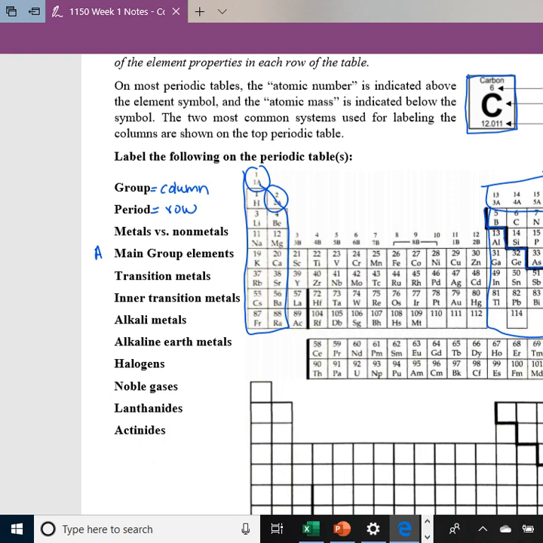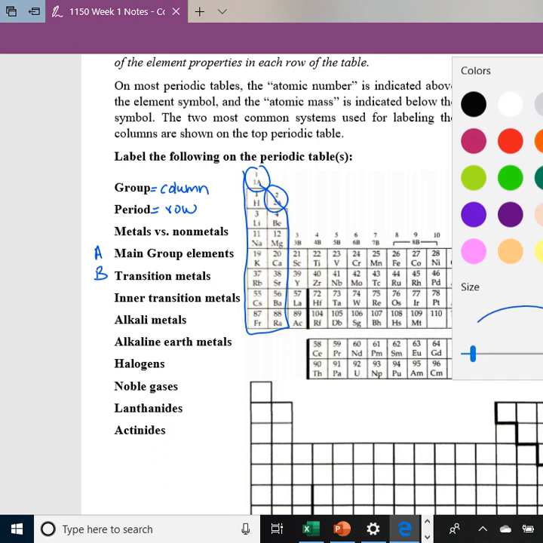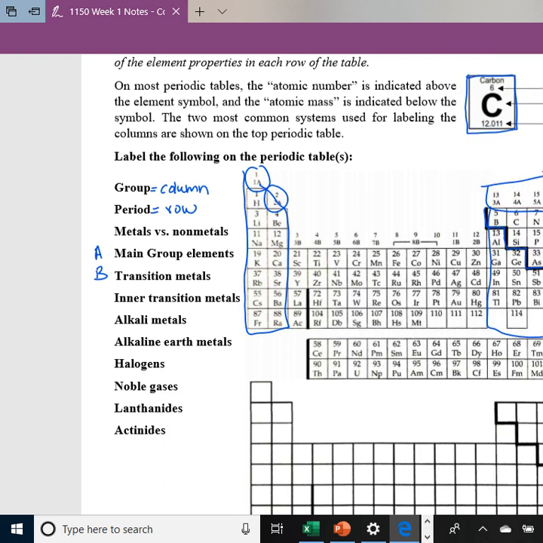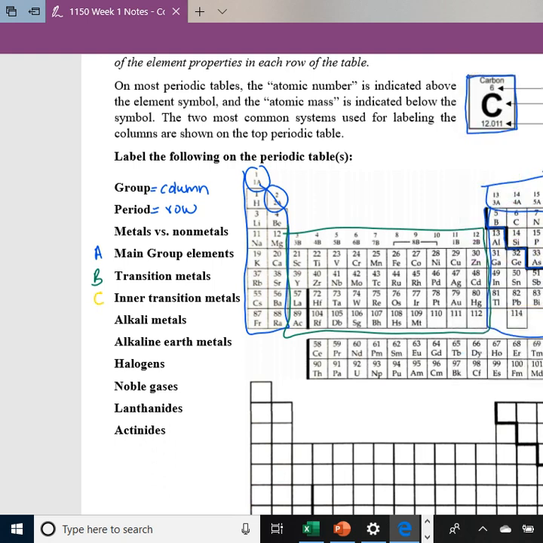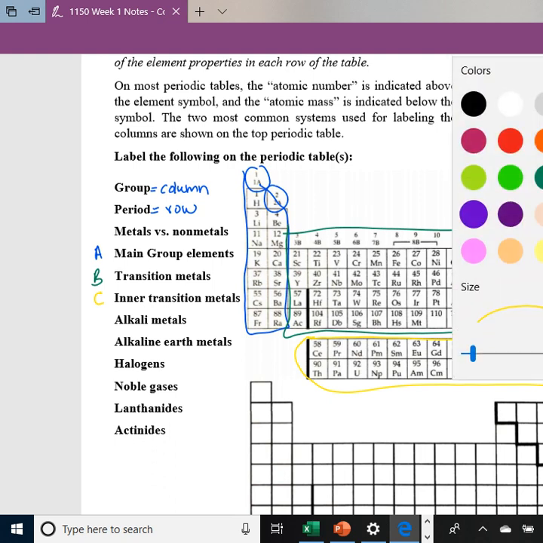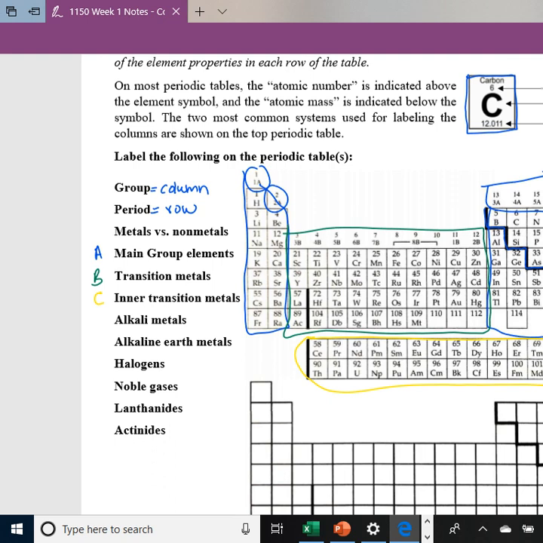Transition metals are all the groups that are classified with a B. So maybe just for clarity, I'll switch colors here. For my transition metals, I'll rewrite that with a green B. And that would be all of these. Inner transition metals, let's see, I'm running out of colors. C. Inner transition metals are these two blocks of elements that get pulled out of the periodic table, and they're almost always shown below the periodic table.